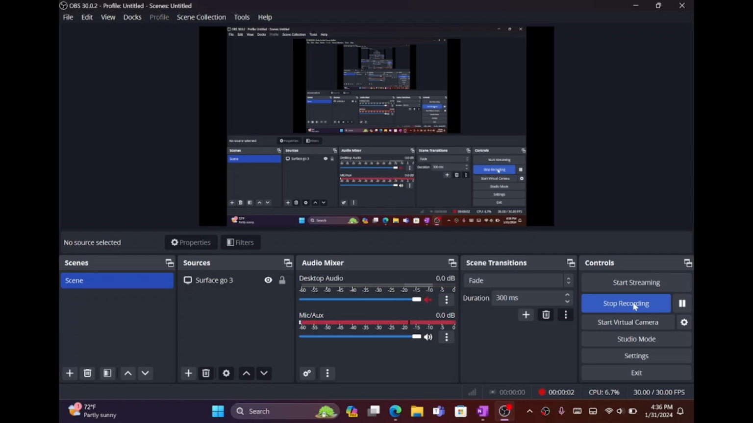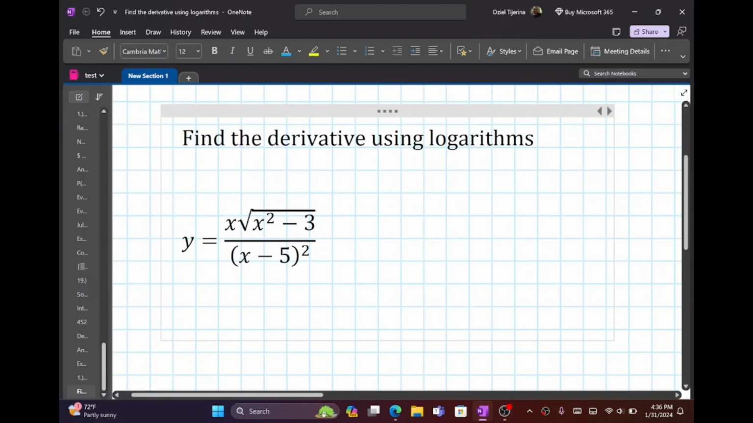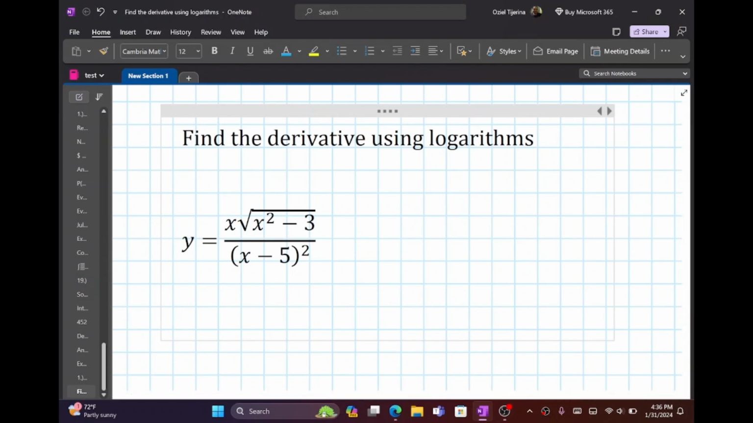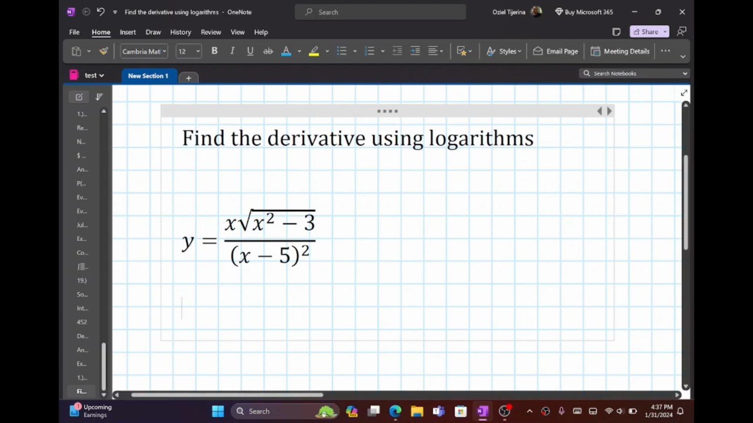Alright, so hi guys. In this video, what I want to do is go over how to find the derivative of an expression using logarithms. So this is a difficult topic if you don't know how to expand using the properties of logarithms. So we're going to go ahead and just go right in.